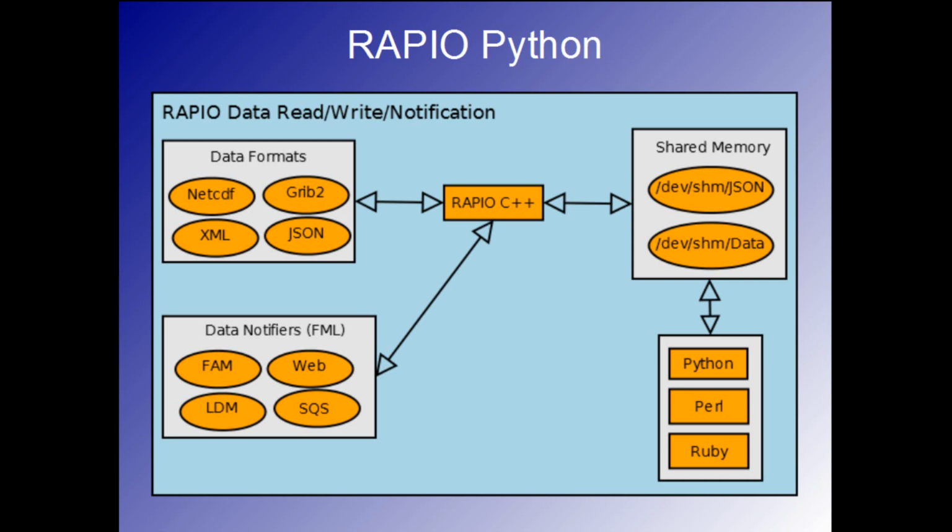Now on the right side you can see RAPIO using dev/shm to communicate to other languages. RAPIO sends information out, the script uses it or modifies it, and it comes back to the C++. A couple more pictures will show how this is done and how to use it in Python.